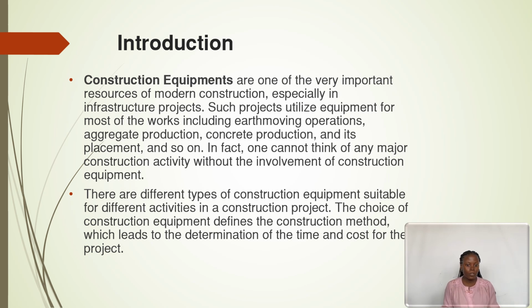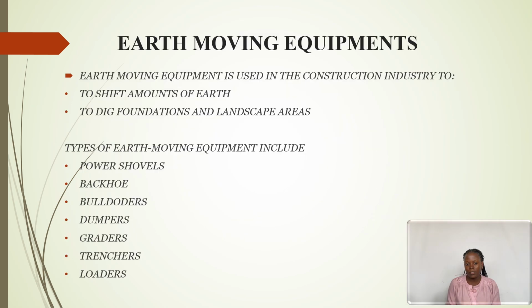The choice of construction equipment defines the construction method, which leads to the determination of the time and cost for the project. Earth-moving equipment is used in the construction industry to shift amounts of earth, to dig foundations and landscape areas. The types of earth-moving equipment may include power shovels, backhoes, bulldozers, dumpers, graders, trenchers, and loaders.